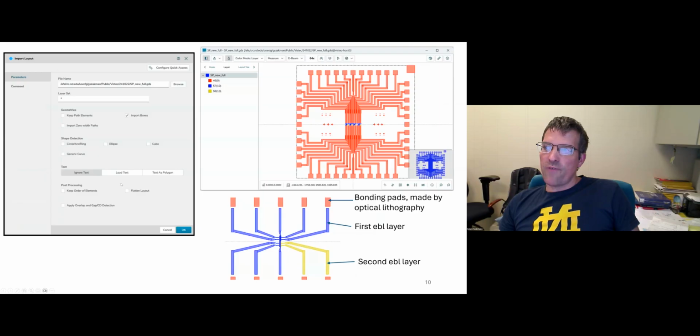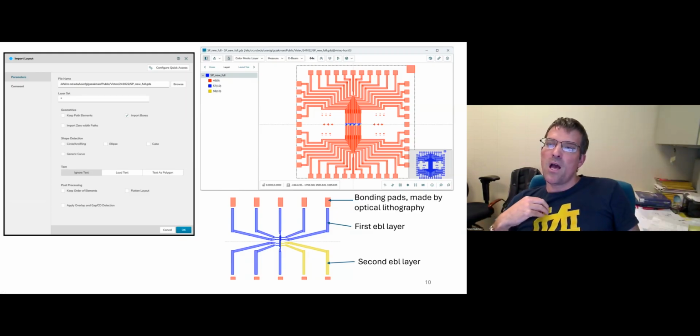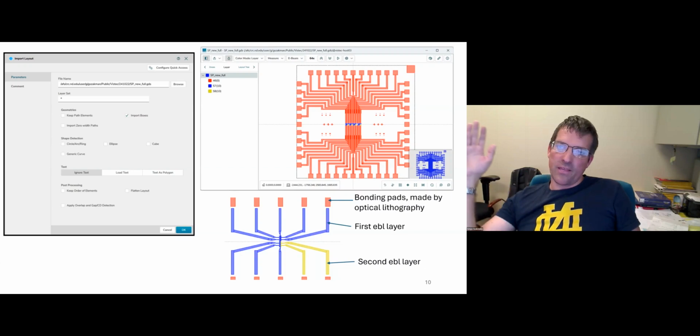Now, when you import a file, I really suggest that in the GDS file, if you have multiple layers, you put in all the layers. So the GDS system works with different layers and with different data types. So when you make your KLayout file that has multiple layers that are exposed at different times, export everything. And I'm telling you why it's a good practice.